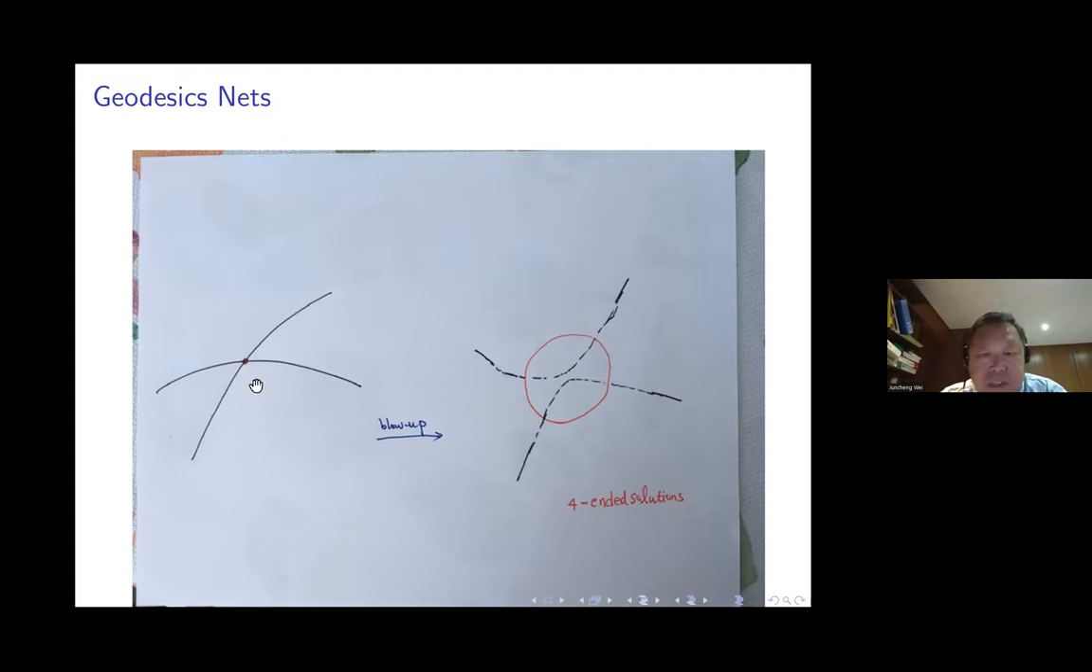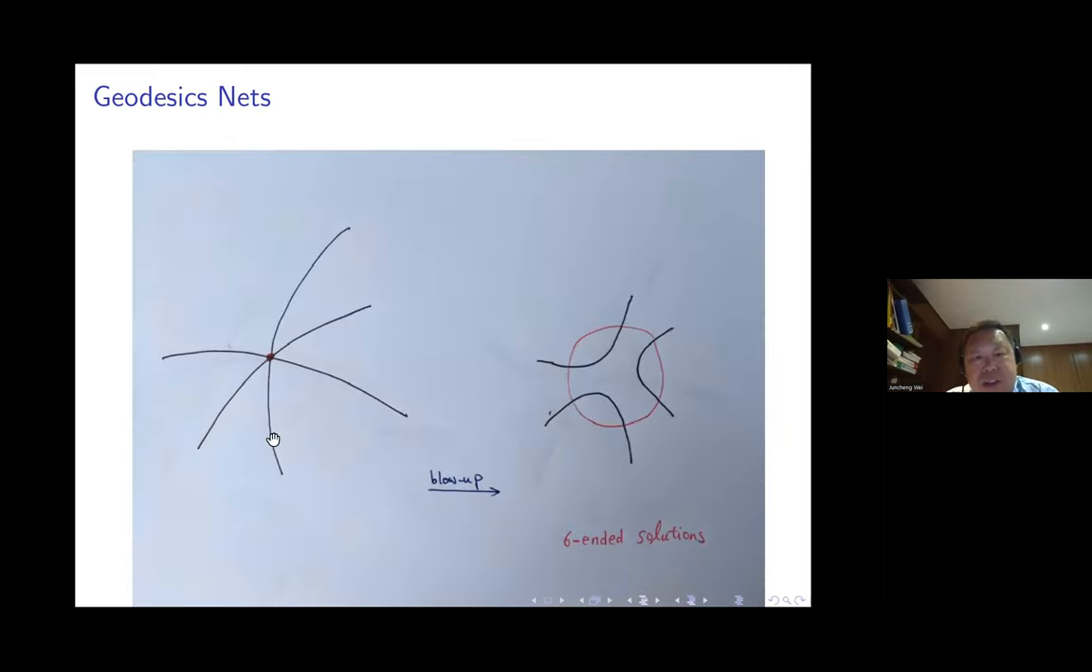Okay, so let me just repeat. As epsilon goes to zero, the limit is the geodesic net, okay? And they cross each other. Now, if we plot at the crossing point, what we're gonna see is a four-ended solution for the Allen-Cahn. Now if you have three geodesics that cross, and you plot at the crossing, what you're gonna see is a six-ended solution of the Allen-Cahn.